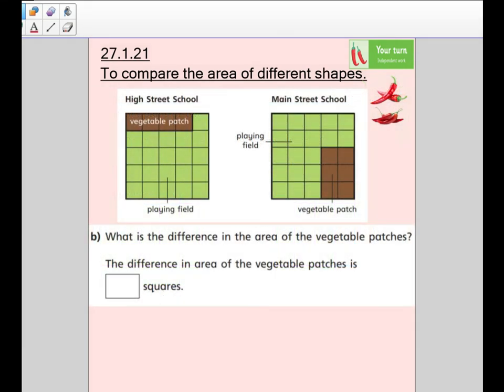The second part of the question is suitable for chilli 2 and 3. It says, what is the difference in the area of the vegetable patches? Complete the sentence below. Pause the video and have a go now.